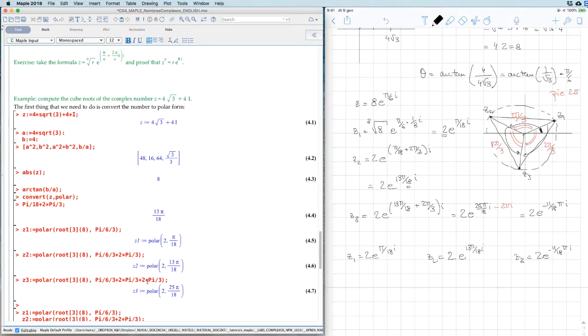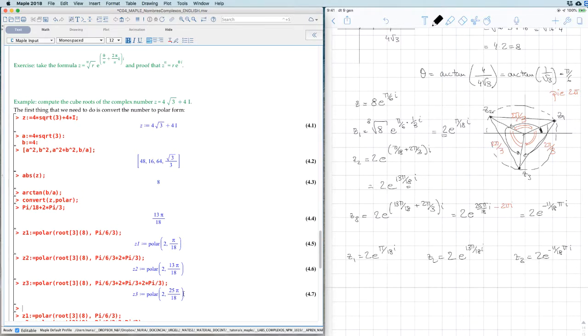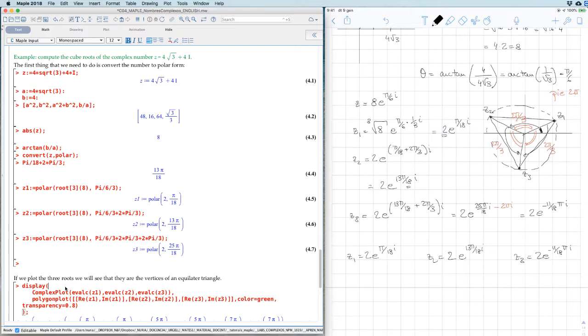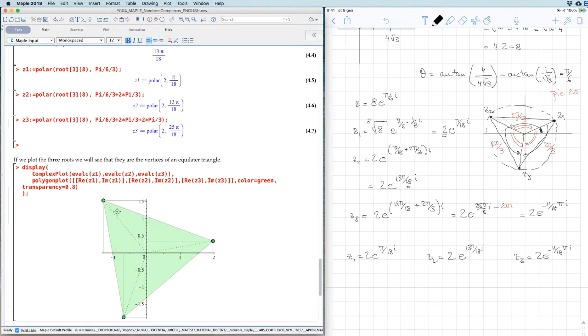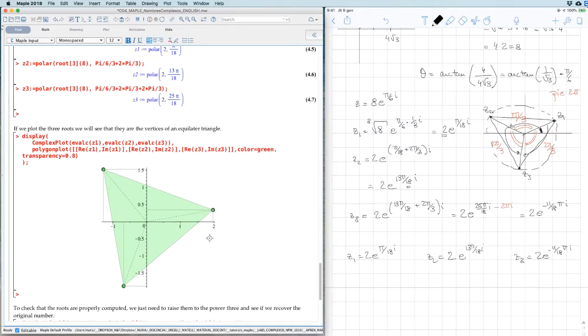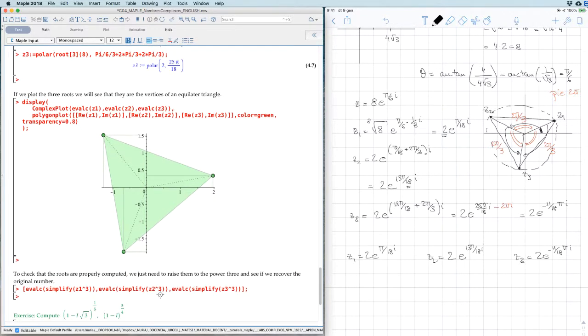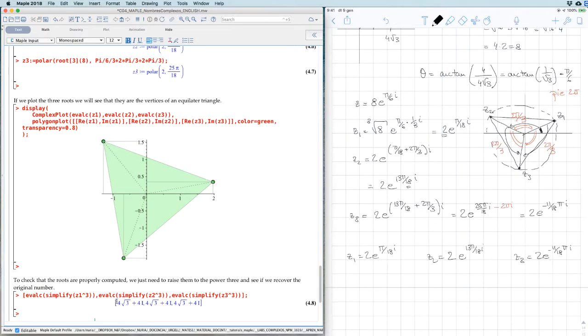Okay, so these are the three numbers that we got. Now we can make a plot, and you will see that indeed these are z1, z2, and z3, and the three complex numbers are placed in the vertices of a regular triangle. We can check it by doing the power 3. We can compute z1 to the power 3, z2 to the power 3, and z3 to the power 3, and we can see that we get the original number in all three cases.